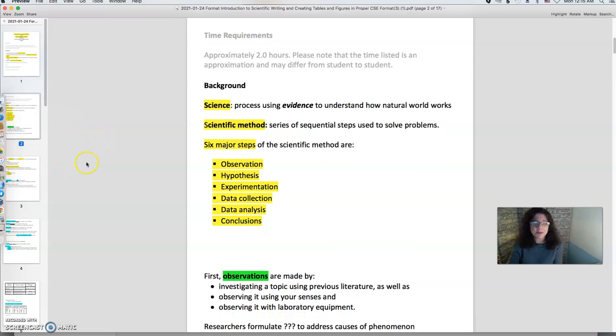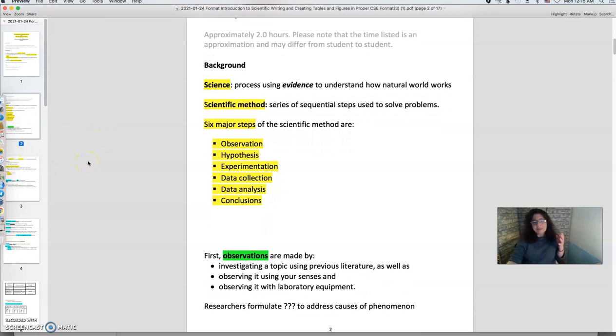When it comes to the observations, you can investigate prior literature. You can investigate a phenomenon with your senses. You can observe a phenomena with scientific and laboratory equipment. Basically, you're looking for something that piques your interest. And from there, researchers like you formulate questions to try to get to the causes of that phenomena.